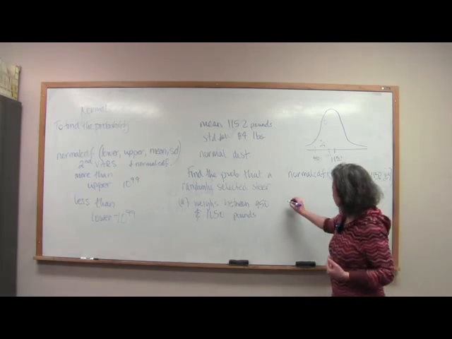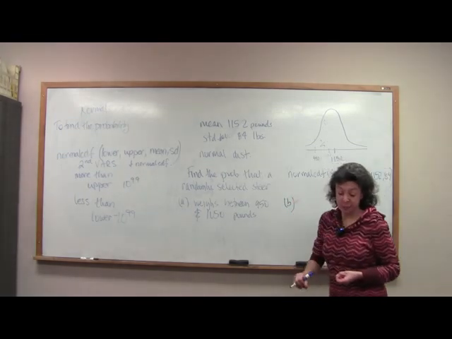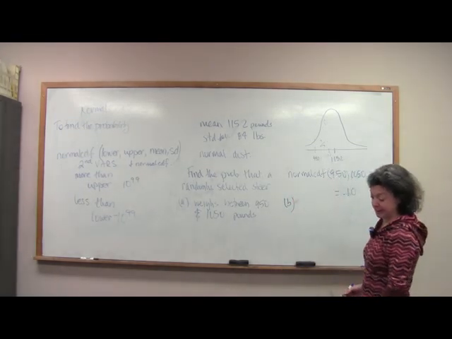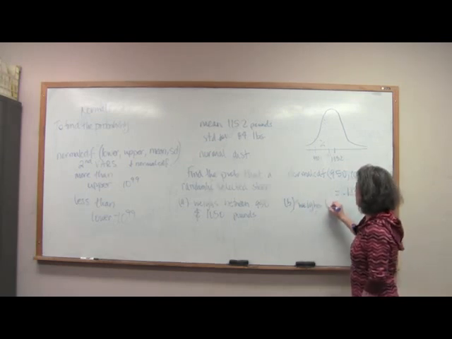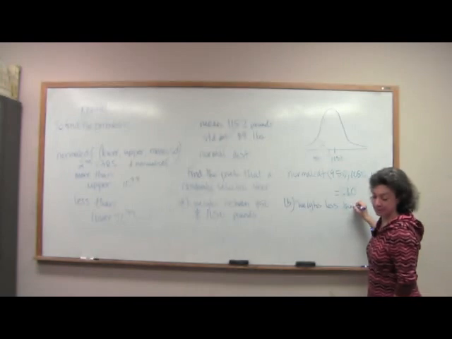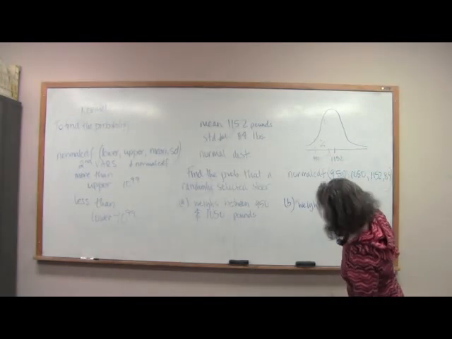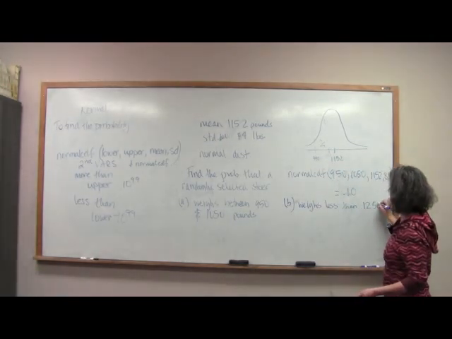All right, now let's find the probability that a randomly selected steer weighs less than 1,250 pounds.